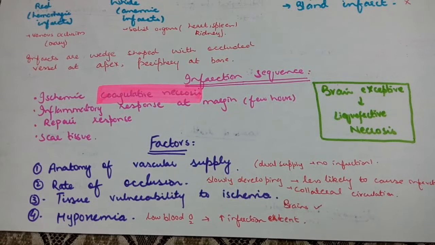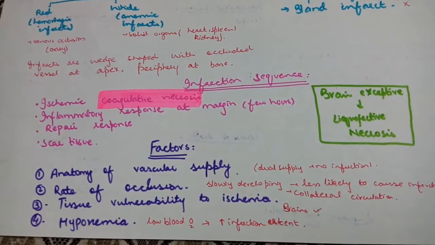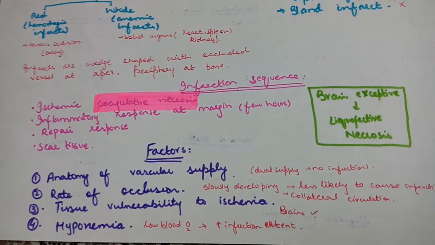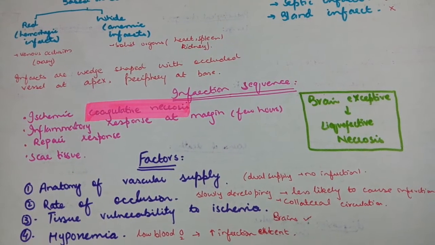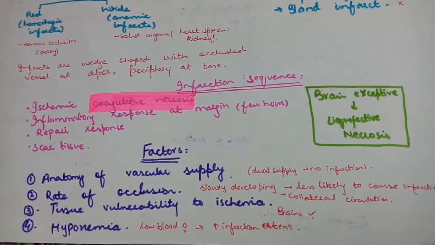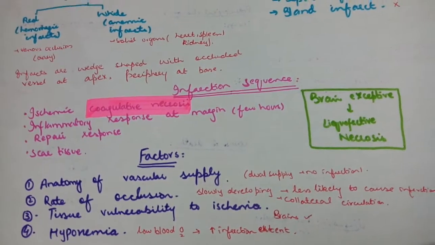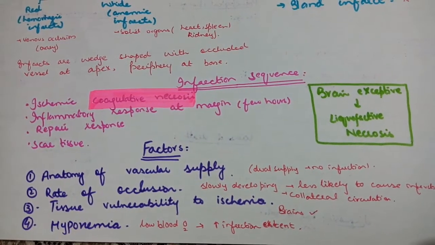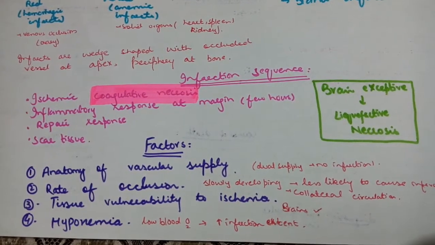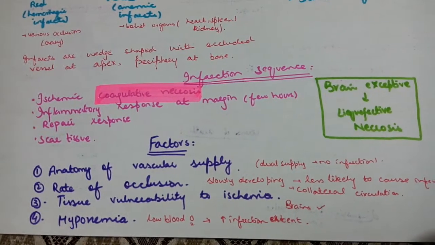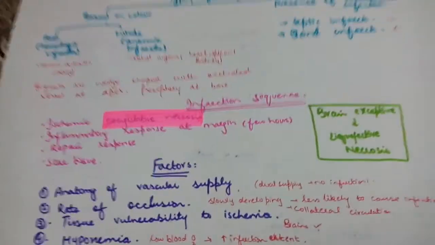Third is tissue vulnerability to ischemia. For example, neurons undergo irreversible damage within 3 to 4 minutes, while myocardial cells are hardier. For example, they take 20 to 30 minutes to develop irreversible damage, and it's difficult to develop ischemic damage in fibroblasts. In hypoxemia, for example low blood oxygen content, both the likelihood and extent of infarction increase. That's all.